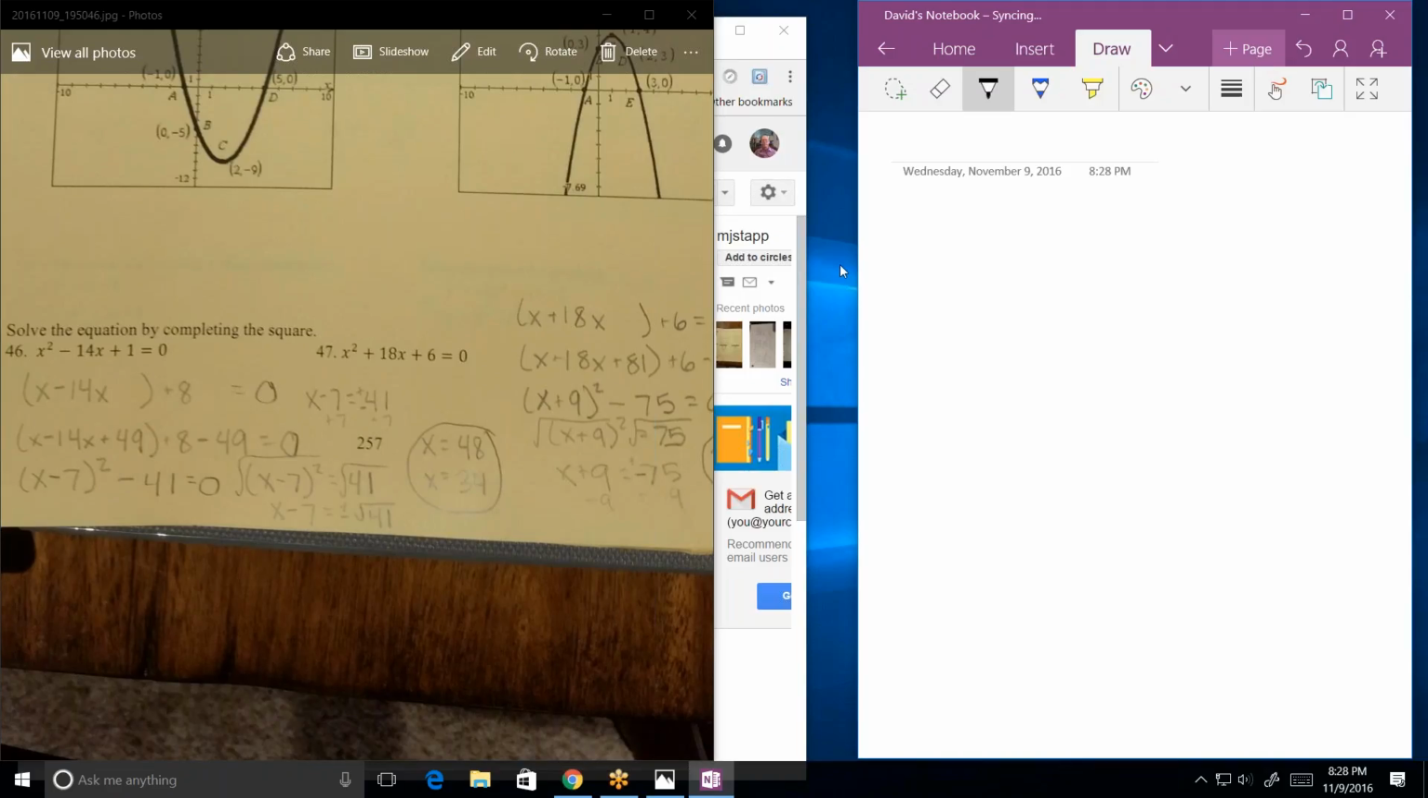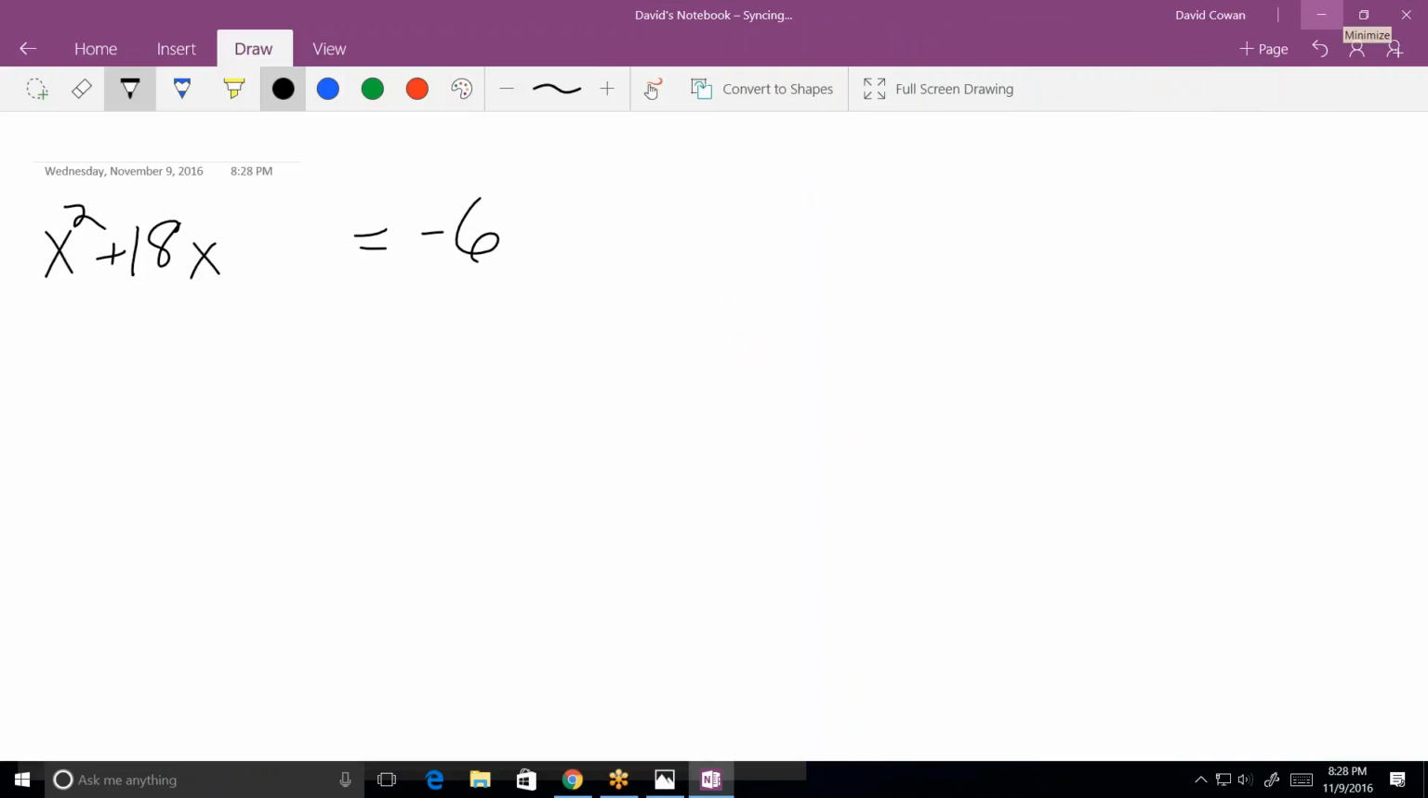We got just about enough time to do 47. X squared plus 18x. Since we're going to solve it, I'm going to put the 6 on the other side of the equation. If I was going to put it in vertex format, I would leave the 6 on the left side because that's what vertex format is. It has everything on one side. But if I'm going to solve it, I know I'm going to end up having to take the square root of both sides at some point, so I'm going to do it this way.